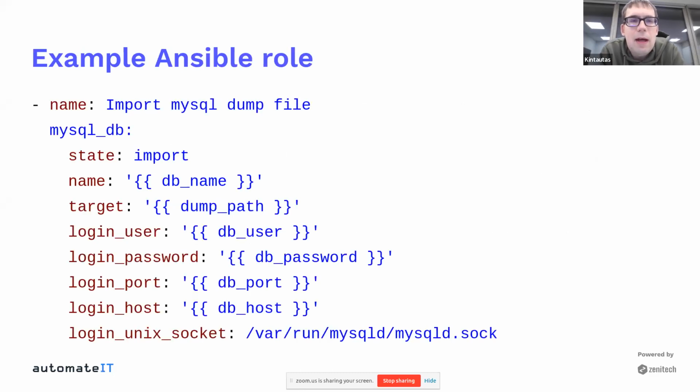Here's an example Ansible role. It provisions MySQL database on the host. So it installs MySQL DB. We use an Ansible built-in task, mysql_db, to install MySQL database on the machine. We define our variables here, and the script automatically provisions a database on the machine. We can use this task in our playbooks and reuse it as much as we want.